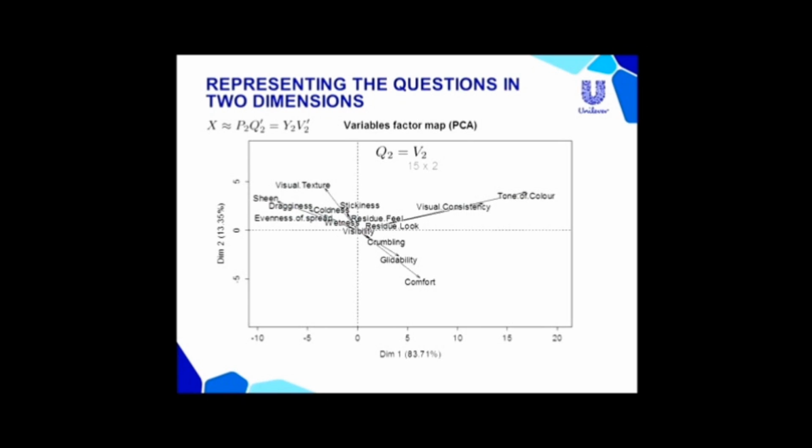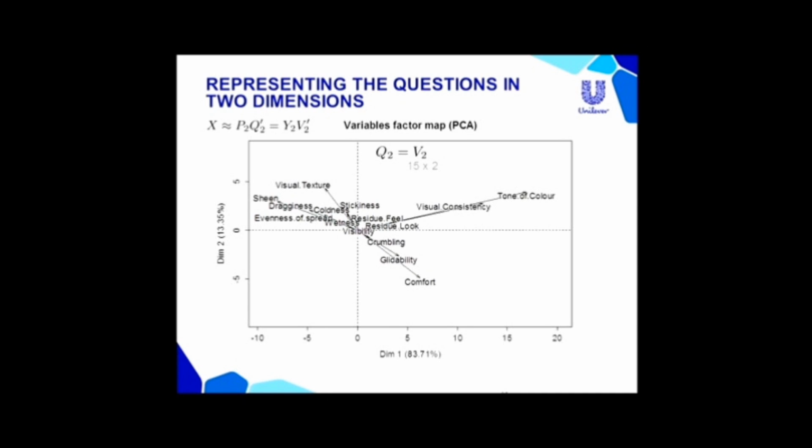Okay. If we look at the second part, the Q matrix now, this is the questions. This gives us the questions that we asked the assessors to score. In this particular example, it's a deodorant or an antiperspirant. We've got things like tone of colour, which I think is about whether it leaves marks on the clothes, comfort, glidability, visual texture, evenness of spread. Each of these vectors is representing how the questions relate to each other.